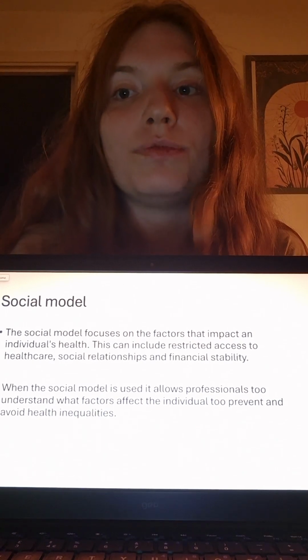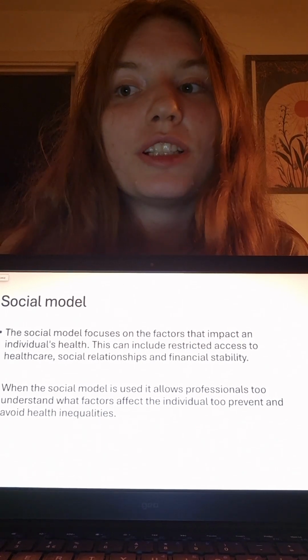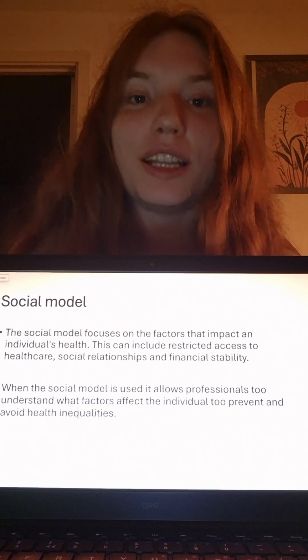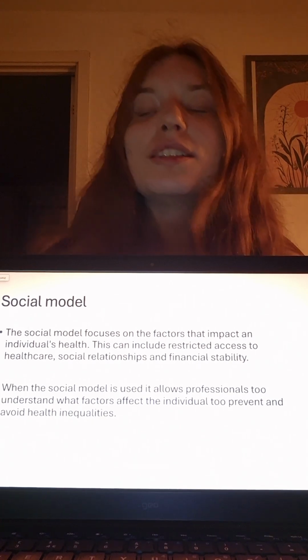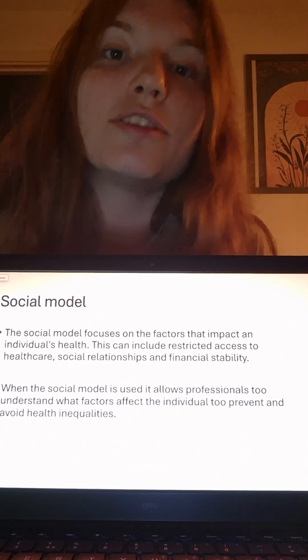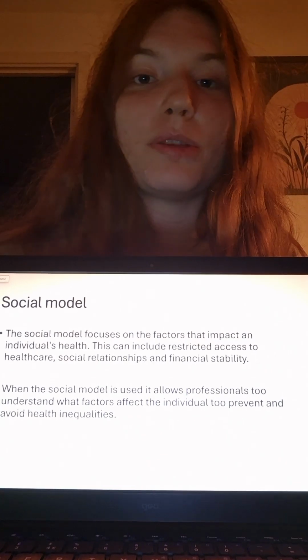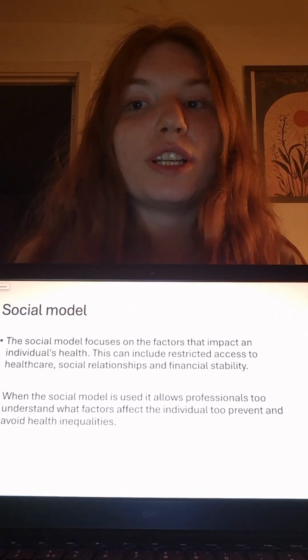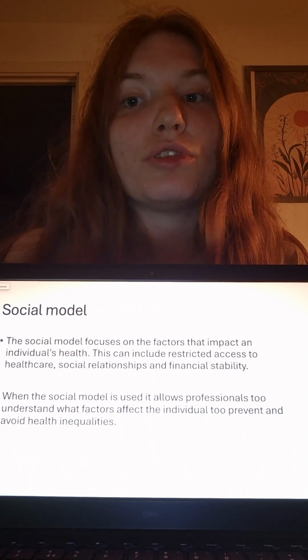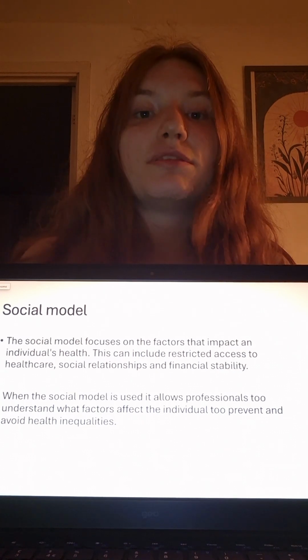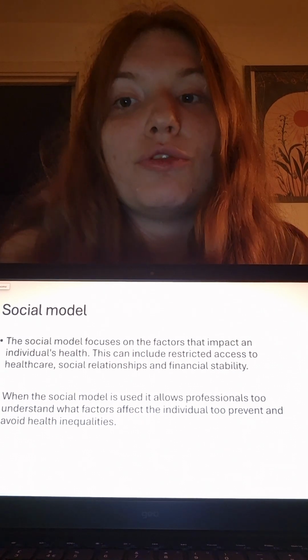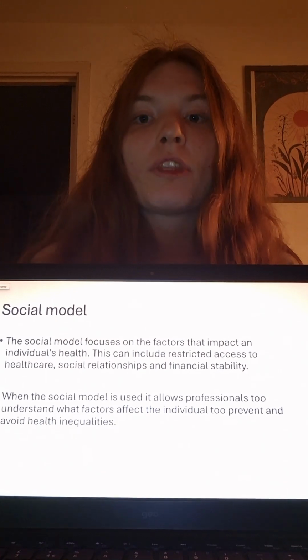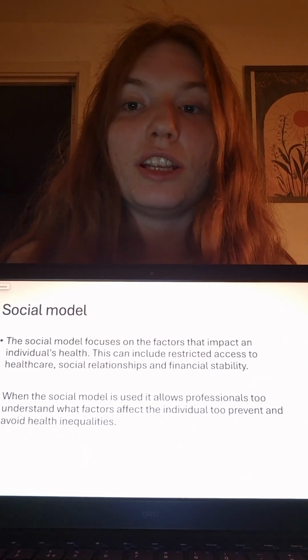The social model. The social model focuses on the factors that impact an individual's health. This can include restricted access to healthcare, social relationships, and financial stability. When the social model is used, it allows professionals to understand what factors affect the individual and help prevent and avoid any health inequalities.